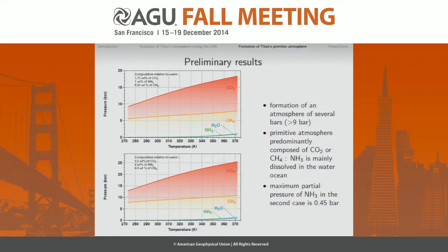In both cases, here you have the total pressure, and you have the contribution of carbon dioxide, methane, ammonia, and water. In both cases, the primitive atmospheres are predominantly composed of carbon dioxide and methane. Even when we increase the fraction of ammonia from here to here, its fraction in the atmosphere does not vary much, which means that the ammonia prefers to stay dissolved in the ocean and does not go much into the atmosphere. Here, for example, the maximum pressure of ammonia does not go above 0.5 bar.